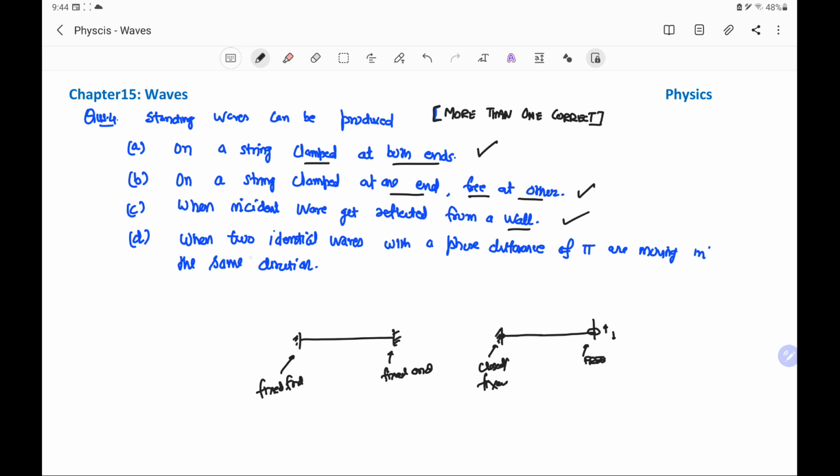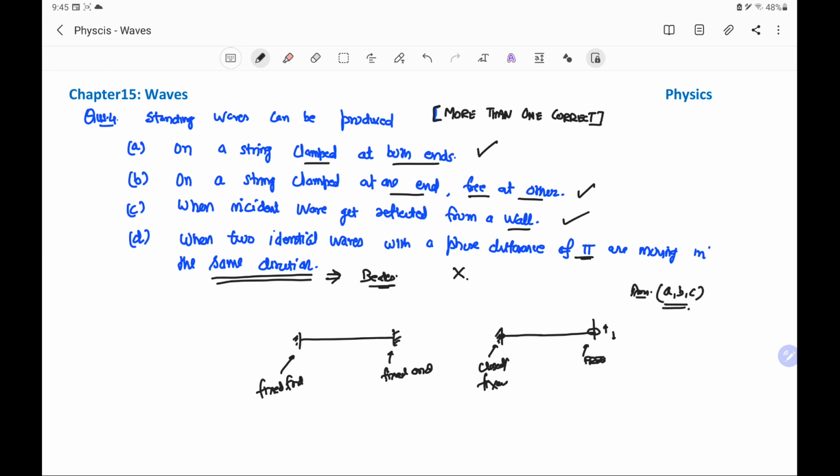Option D is when two identical waves with a phase difference of pi are moving in the same direction. We have already discussed that the condition for standing wave formation is that the waves should be identical and move in opposite directions. Then a standing wave is generated. But if waves are identical and move in the same direction, a standing wave is not generated; this condition results in beats, which we will discuss later. So option D is the incorrect option. Hence, the answer is options A, B, and C.